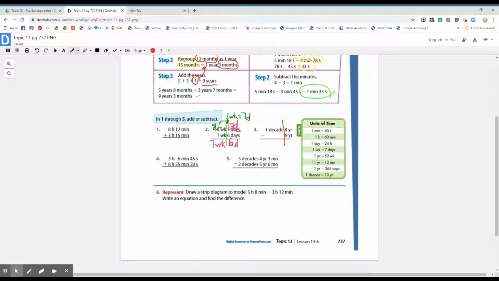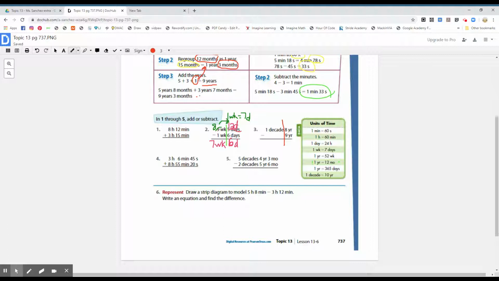Remember, boys and girls, you're looking at the numbers. 8 take away 9, cannot. You need to regroup. Do not just bring over the number 1, boys and girls, and give me 18 years. No, no, no, no, no. Remember, boys and girls, 1 decade is 10 years. So you're really regrouping 1 decade, but it converts into 10 years. Okay? All right.